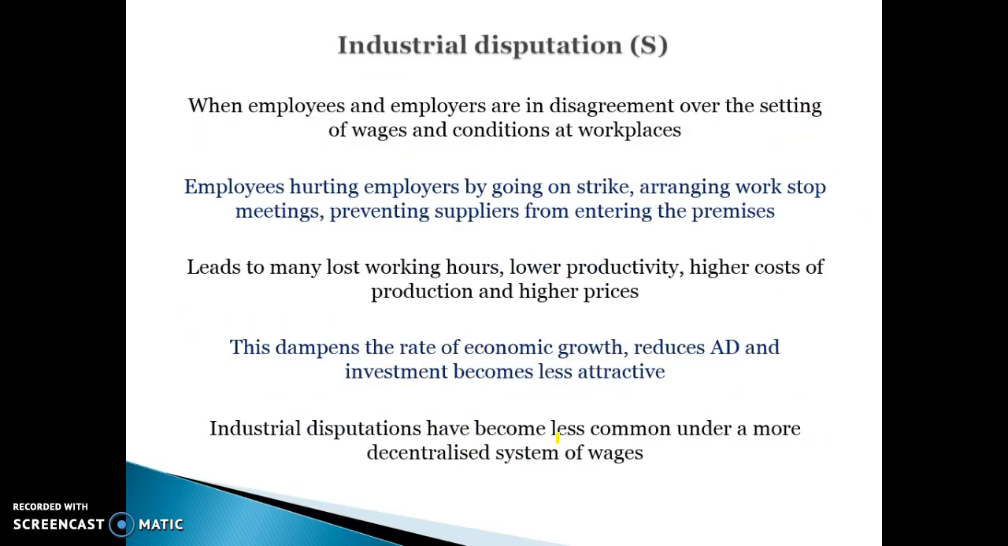Industrial disputes. Okay, this is when employers and employees are having a disagreement about the wages and conditions at a workplace. So it might be workers going on strike. It may involve work stop meetings where basically employees get together to stop work. It's as simple as that. Other things might include workers preventing suppliers from entering the premises so that they can't do their daily activities. So basically workers being difficult to work with.